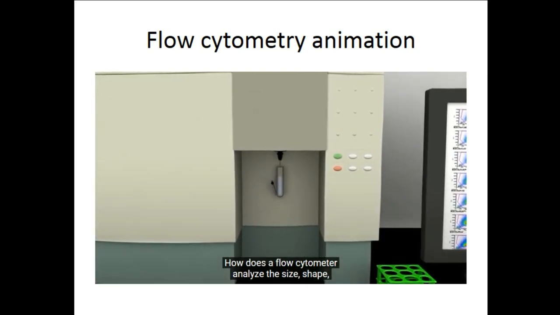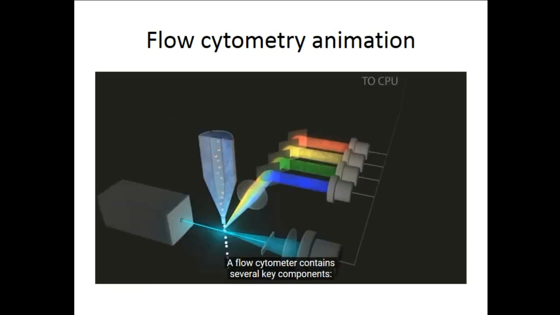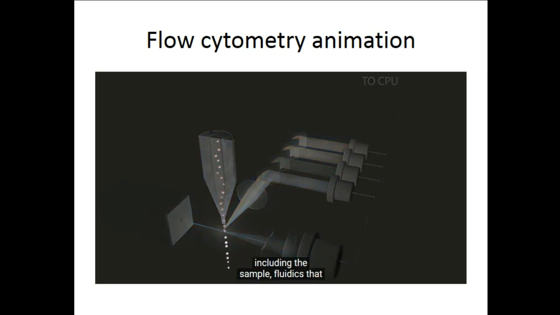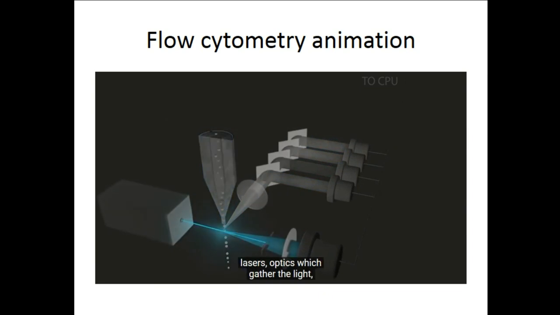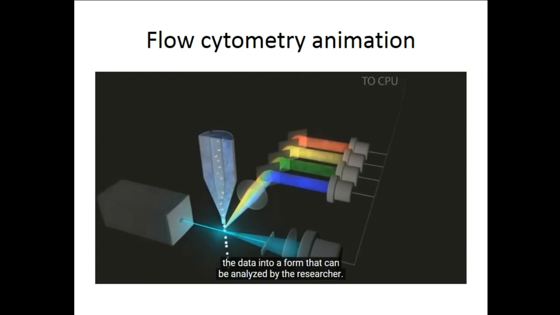How does a flow cytometer analyze the size, shape, and properties of individual cells? A flow cytometer contains several key components, including the sample, fluidics that move the sample into the flow cytometer, lasers, optics which gather the light, detectors to sense the light, and a computer system to output the data into a form that can be analyzed by the researcher.